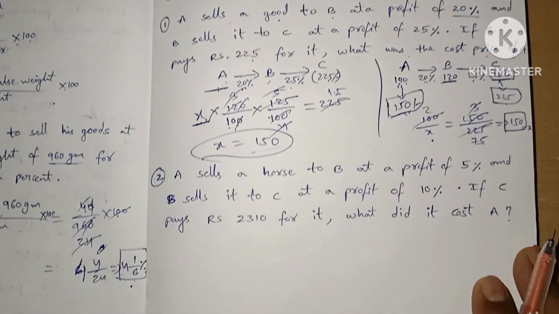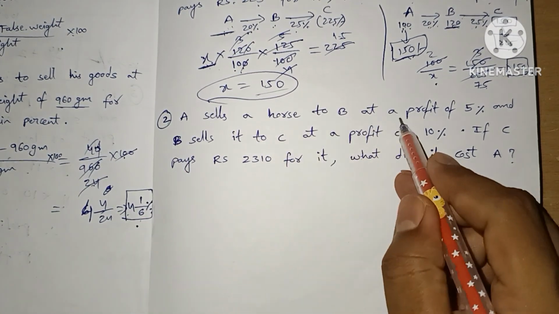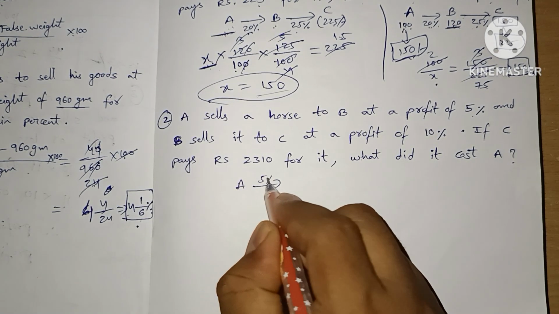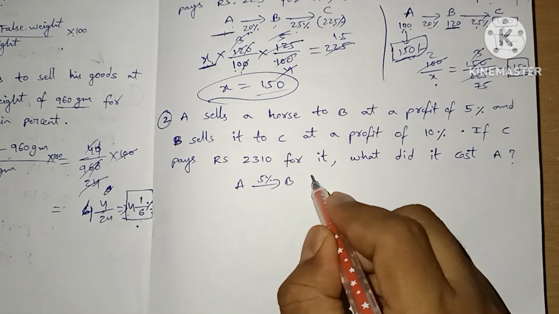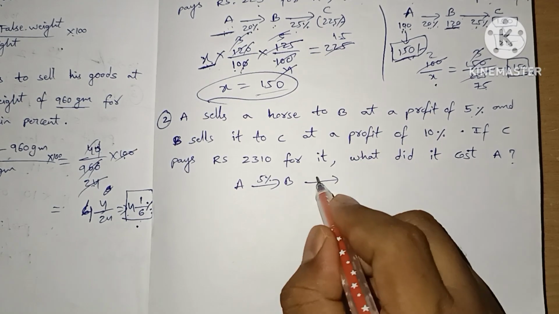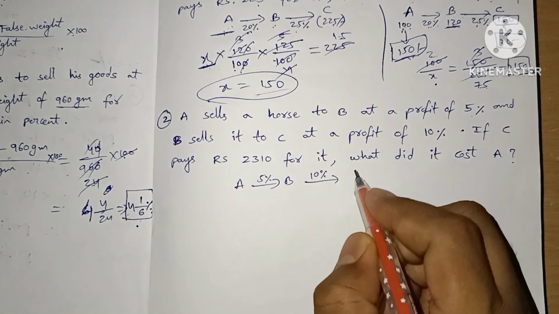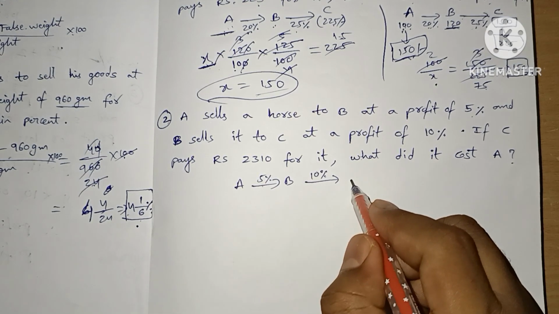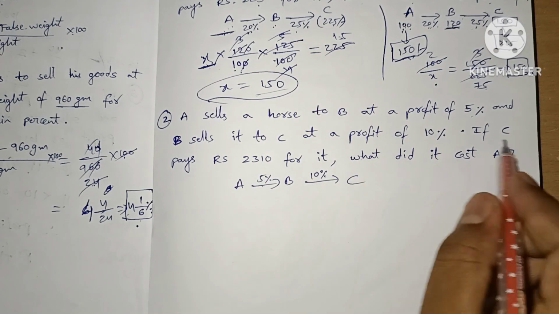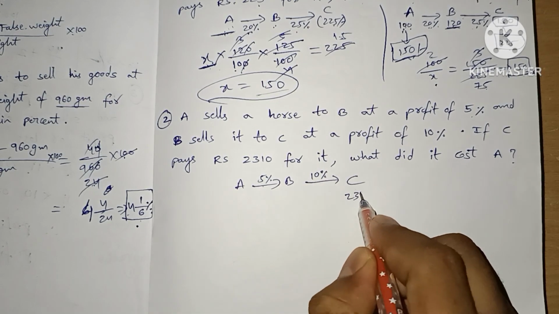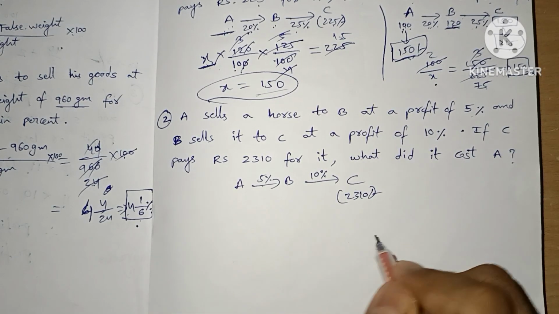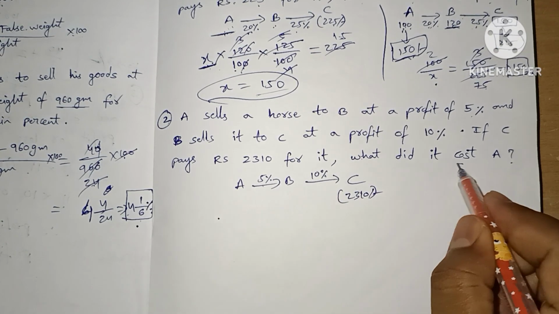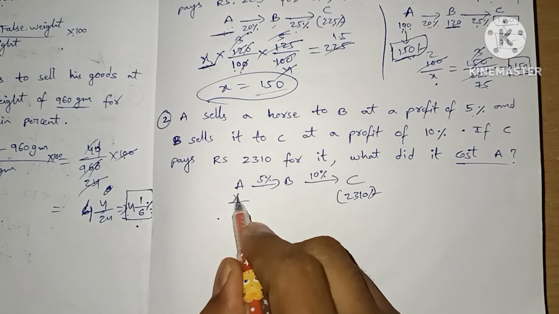Okay, let's see one more question. Here A sells a horse to B at a profit of 5%, and B sells to C at a profit of 9%. The successive method is useful for this type of concepts. C pays 2310 rupees. Here we use the successive concept. The question asked about the cost of A. How much does A cost?